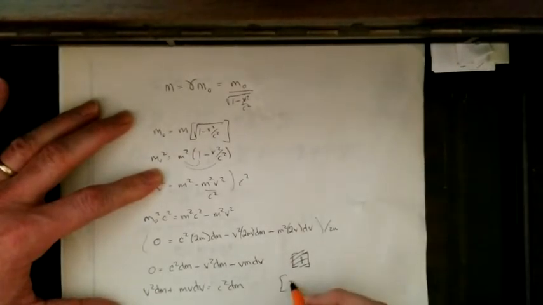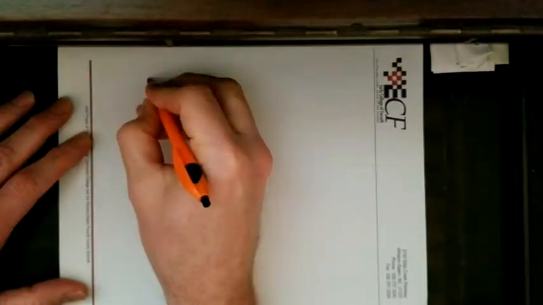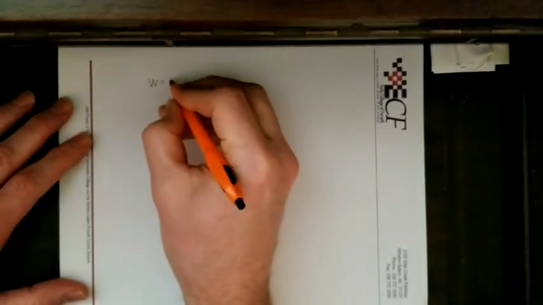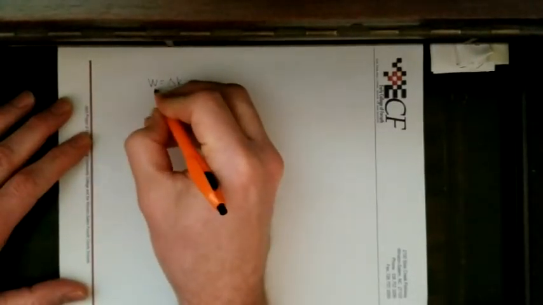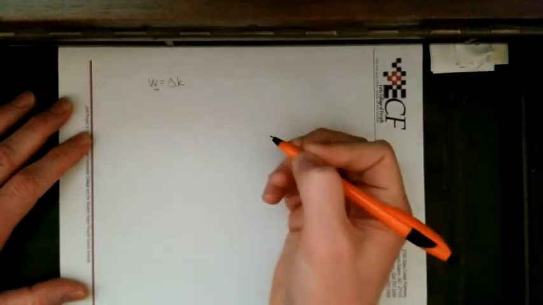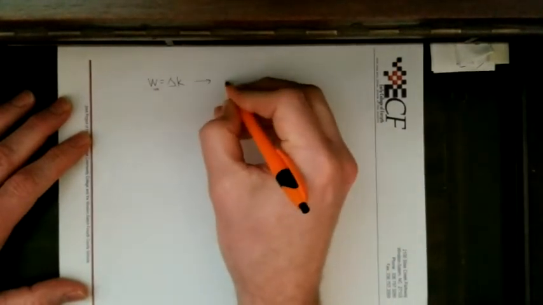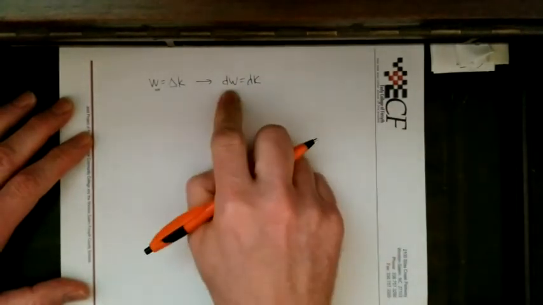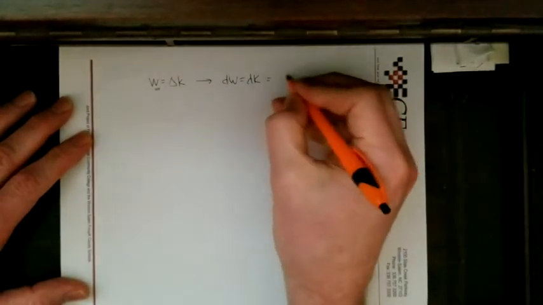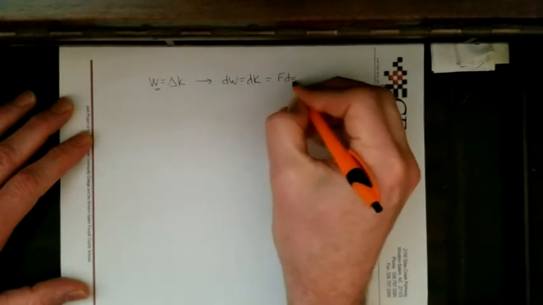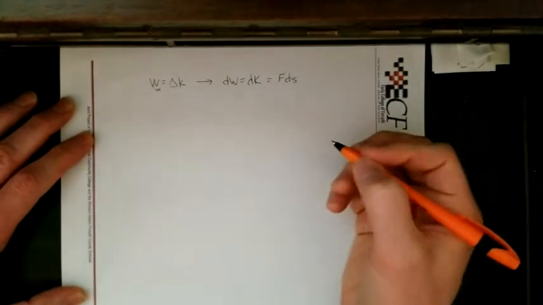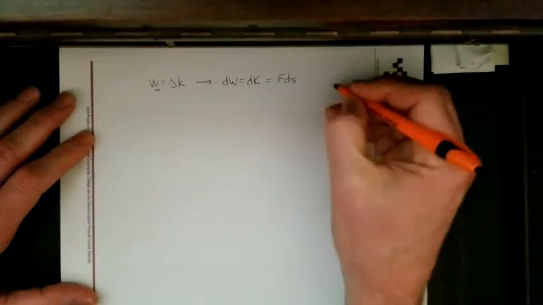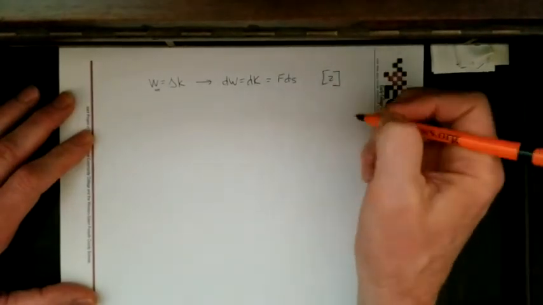Call that equation 1. I know that work is equal to the change in kinetic energy. That's total work. Or in differential form, dW is equal to dK. Work is equal to force times displacement, so F ds, or dx, or whatever letter you happen to like at the moment. Keep that as equation 2.